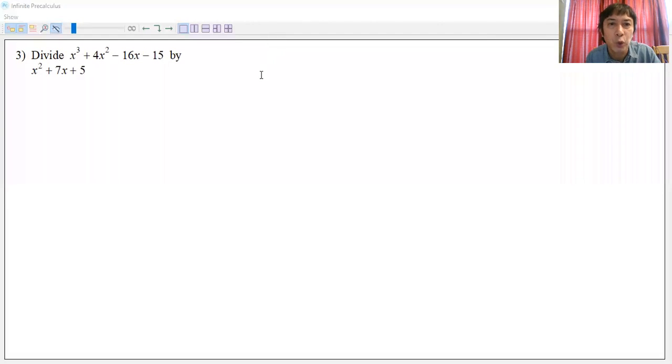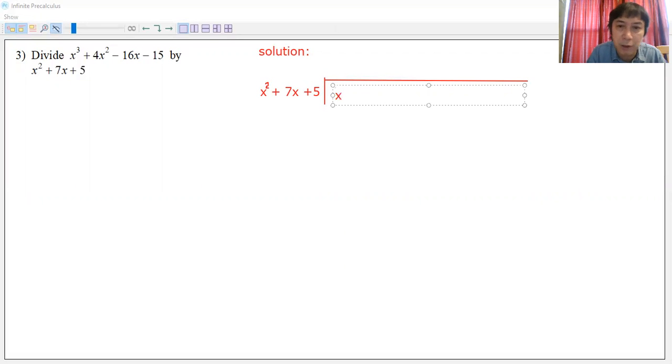So we will proceed with the solution. Let's start by typing first the divisor, x squared plus 7x plus 5, and then we put the 2 here. It's supposed to be x squared. This is our divisor, and then we will write the dividend inside of this. Our dividend will be x cubed, plus 4x squared minus 16x minus 15. And so this will have a 3.